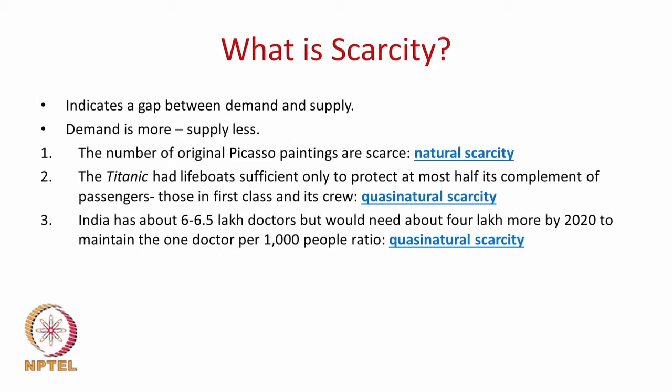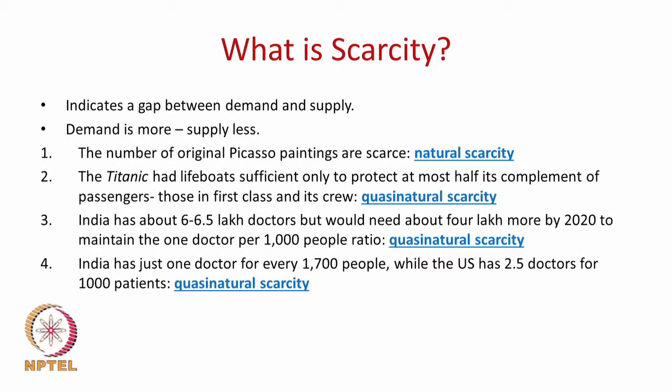India has about 6 lakh doctors in total, but would need about 4 lakh more by 2020 to maintain the ideal ratio of 1 doctor per 1000 people. This kind of scarcity is again a quasi natural scarcity, which has a solution.